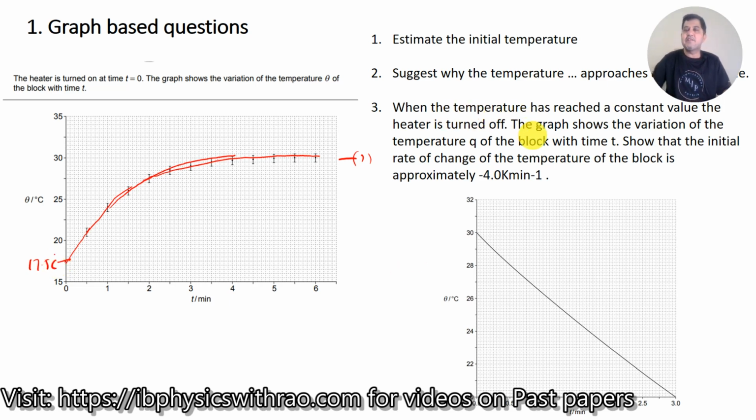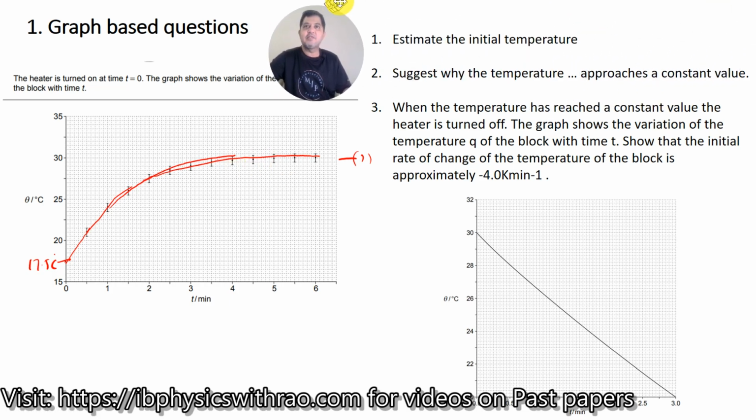Suggest why the temperature approaches a plateau region. This region. Okay, approaches a constant value. Why do you get this region? So this is a domain based question once again. Okay, what's happening? There is some heater. So as you keep on heating this one, the heater is turned on at time t equals 0. The graph shows a variation of the block temperature with time t. So this is what happens.